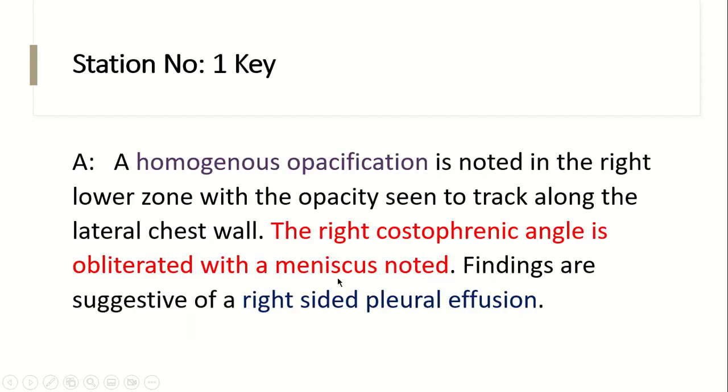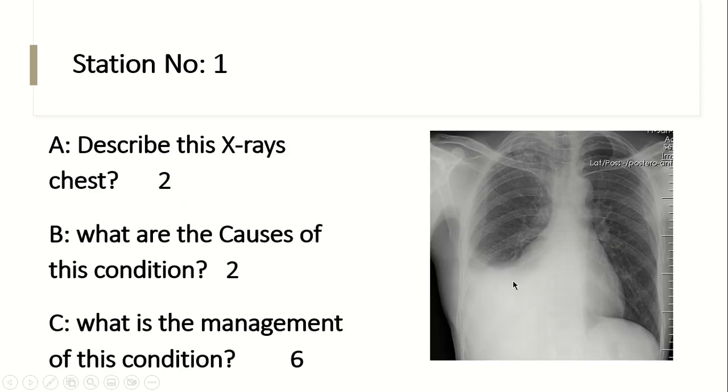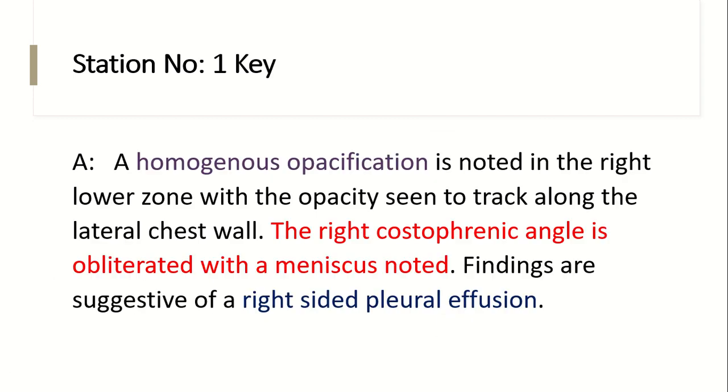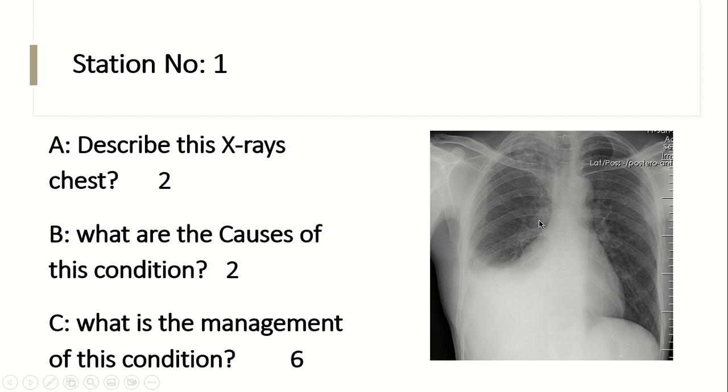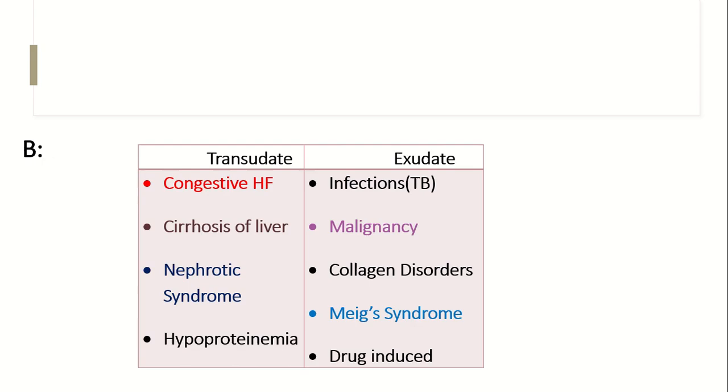The right costophrenic angle is obliterated with the meniscus noted. Findings are suggestive of right-sided pleural effusion. So, what will be the causes of this condition, pleural effusion? There are two types of it, transudate and exudate. As we all know, transudate has fewer cells and less protein, and exudate has more cells and more protein.